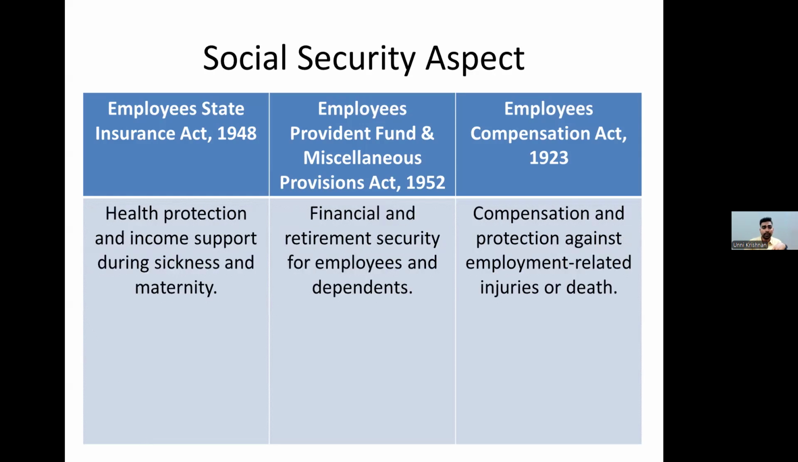I'm skipping this part. Again, so the social security aspect, the objectives, link it with that. One is for health protection and income support during sickness and maternity. The other one is financial and retirement security for employees and dependents after a certain time. The other one, ECA, is compensation and protection against employment related injuries or death. Again, the ECA might seem that there is some duplication. Again, remember the 10 employees, 20 employees number. Here, no number applies.